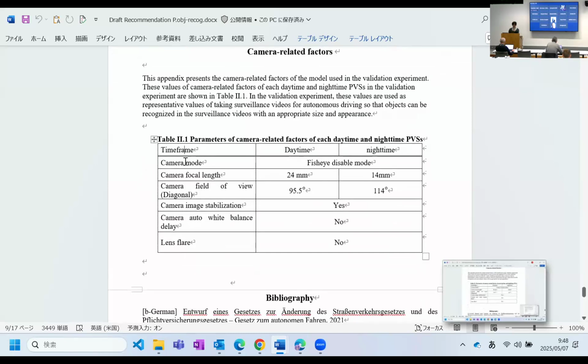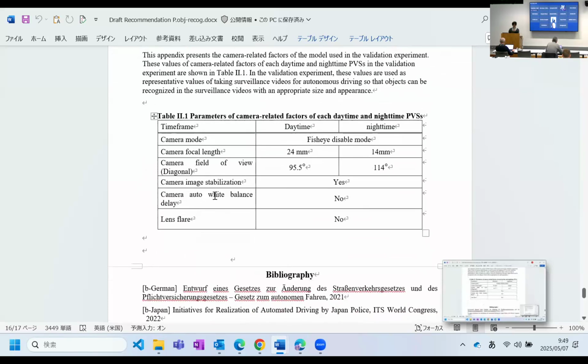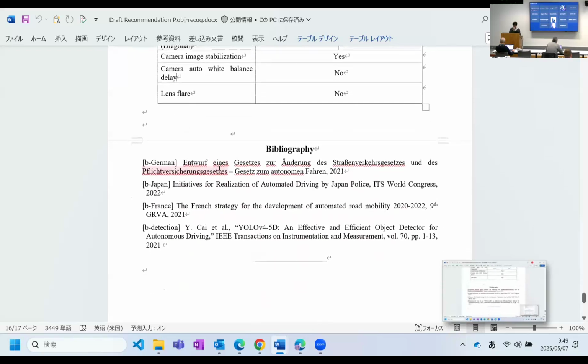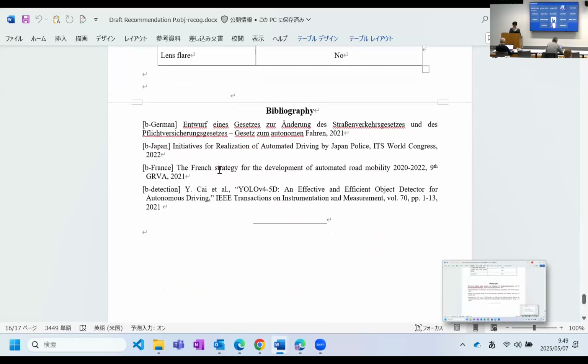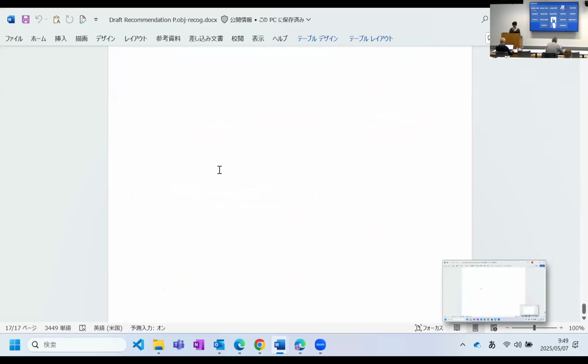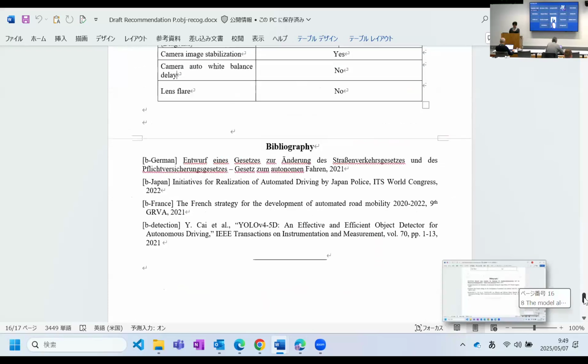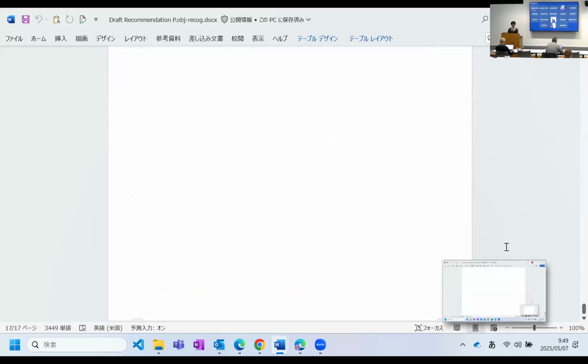And this shows the time frame, camera mode, focal length, camera field of view, image stabilization, camera auto-white balance, delay, and lens flare. And finally, this shows the bibliography of this recommendation. And this is the end of the recommendation. Thank you for listening. Are there any questions?